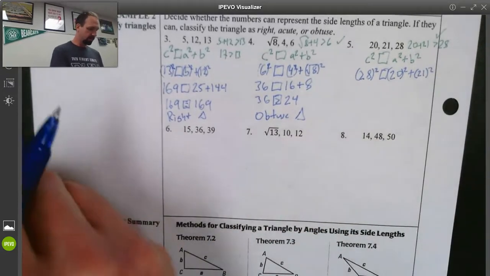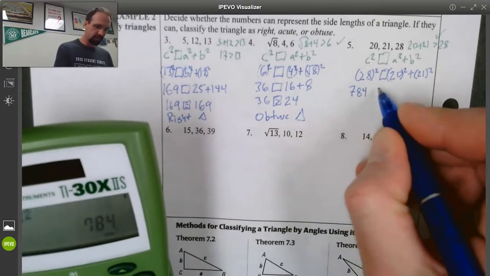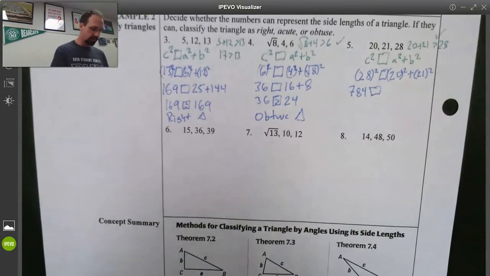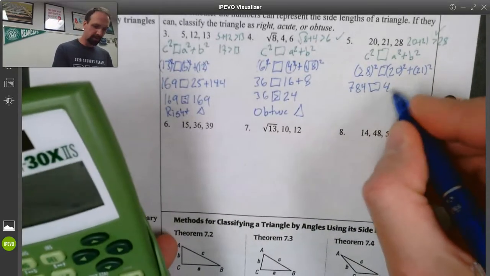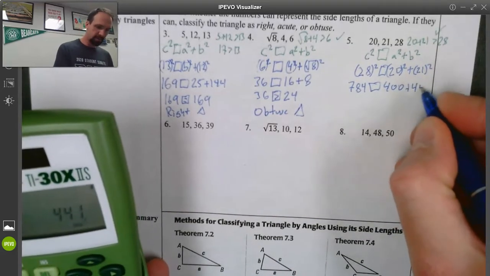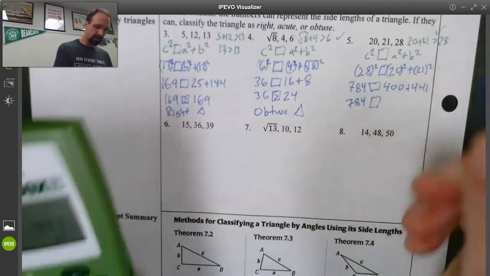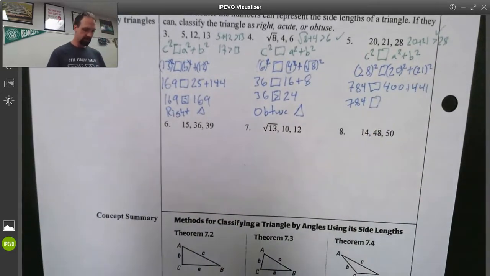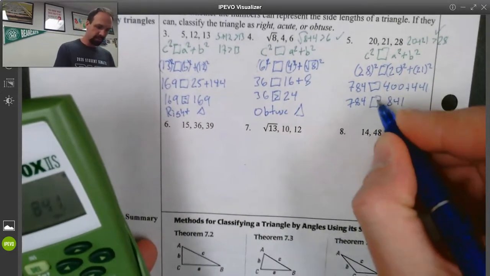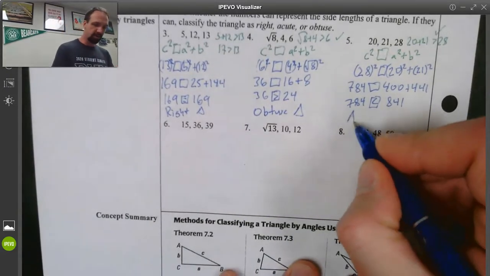Okay. Don't know 28 squared off the top of my head. 784, okay. And then, I know 20 squared, 400. Don't know 21 squared. 441. So 784, and then 841. So that's less than. So because 784 is less than that, I know that this is an acute triangle.